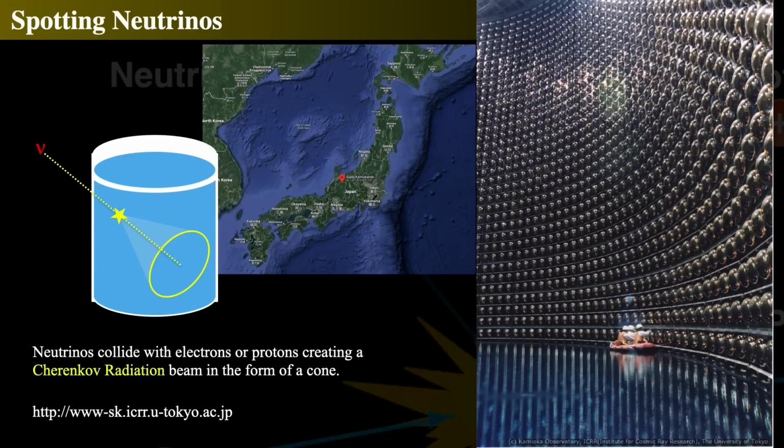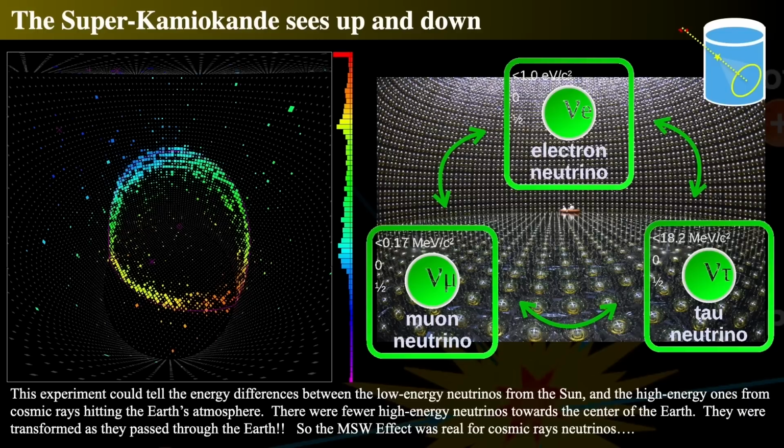All of those balls on the wall are the photomultiplier tubes, each surrounded by a glass ball. And of course, you've got to go in and do maintenance, and that's why the guys are in there in a raft. This experiment could tell the energy differences between the low-energy neutrinos that were coming from the sun and the high-energy ones that were coming from cosmic rays that hit the Earth's atmosphere.